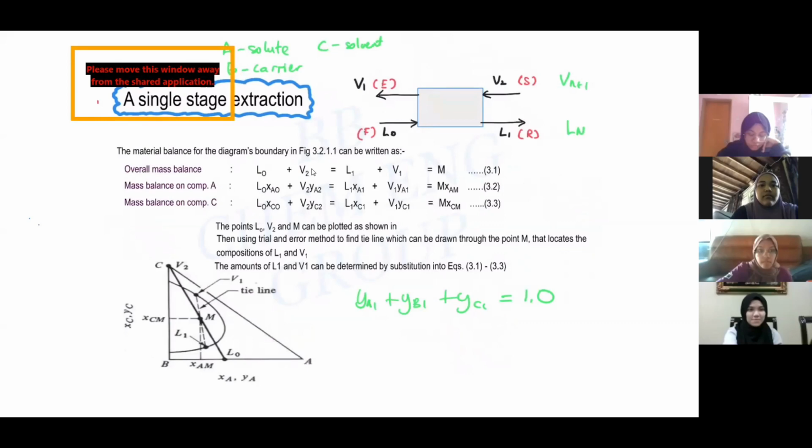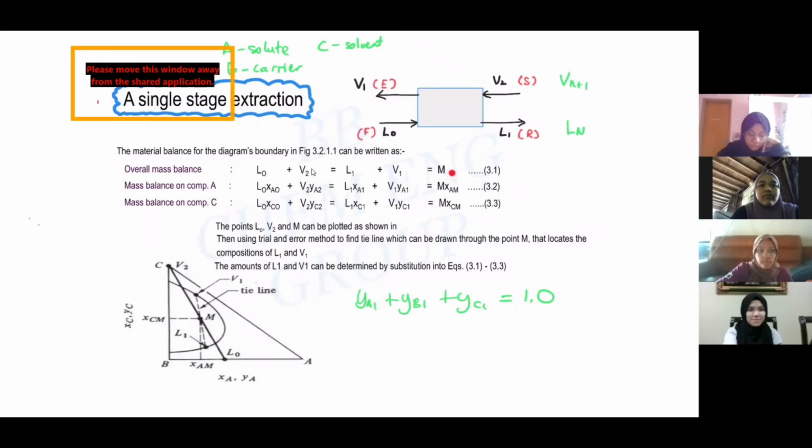Okay. Now, next is to understand the material balance. So we are dealing with material balance. For this separation process subject, we are dealing with material balance only. So there's no reaction to take into consideration. Everything is about the mass balance only. Okay. So you are given the overall mass balance.